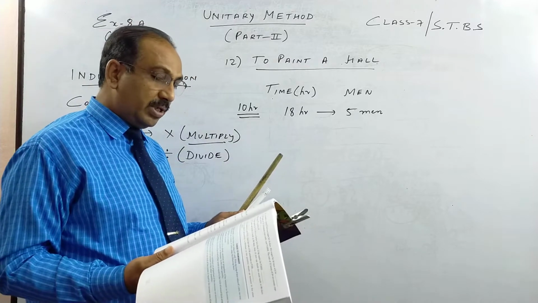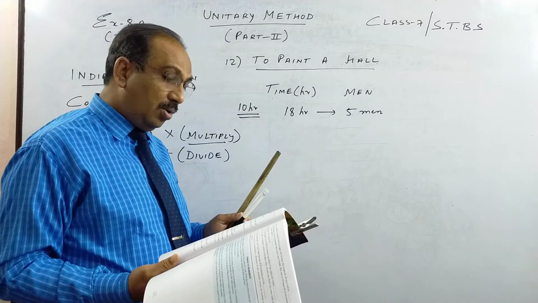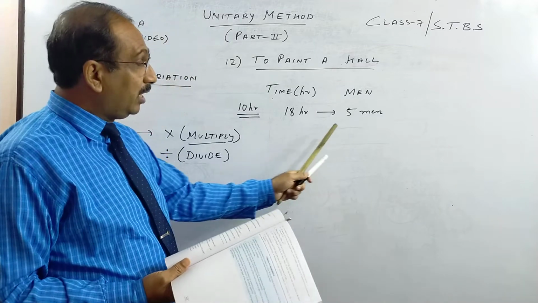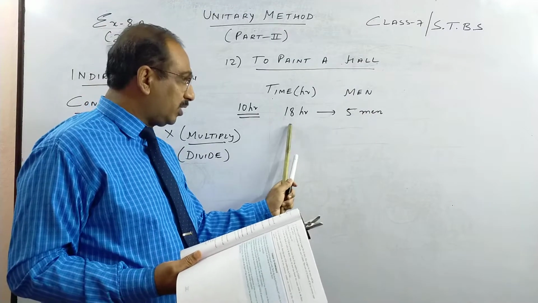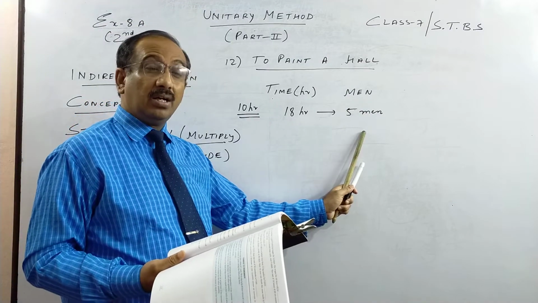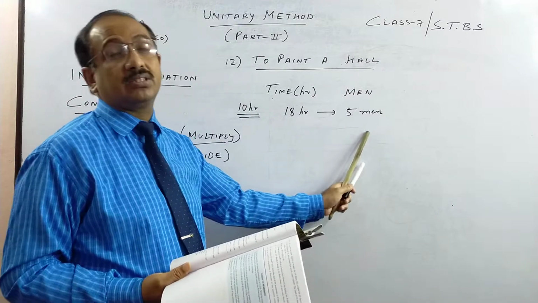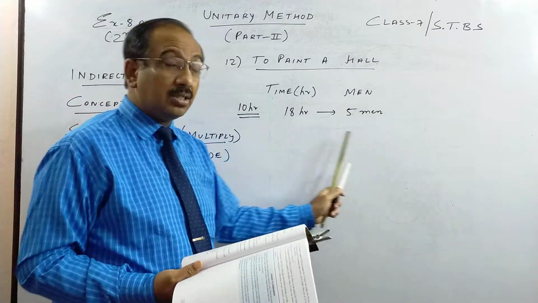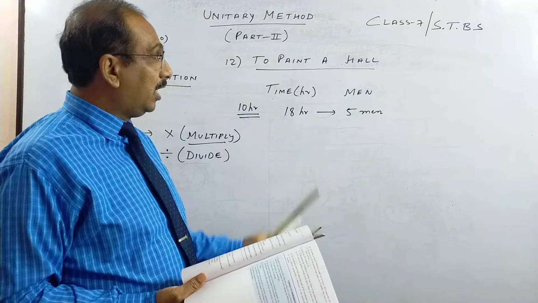Another thing I'll explain to you when I solve this sum. How many men? If you see the question, it is 5 men can paint in 18 hours, but I have to find men. So what you have to find comes last. If there are 3 things, it will come last. In class 8 there are 4 things, and what you have to find will come at the end.